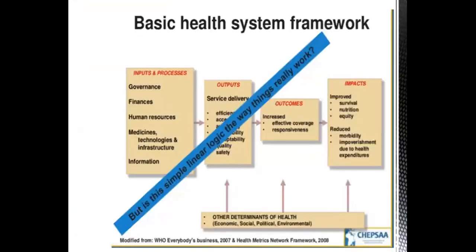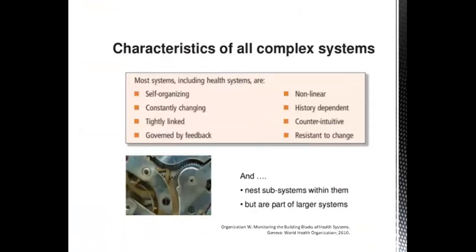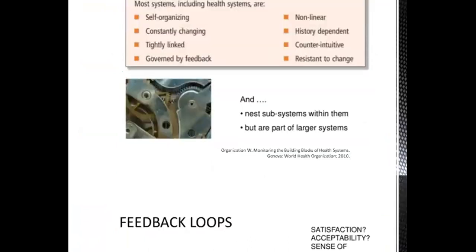The basic health system framework, which is actually the six building blocks, and then the IHP framework. It is simple and linear, rather than the way things really are. Therefore, characteristics of all complex systems, most systems including the health system, are self-organizing, constantly changing, tightly linked, governed by feedback, non-linear, history-dependent, counterintuitive, and resistant to change.